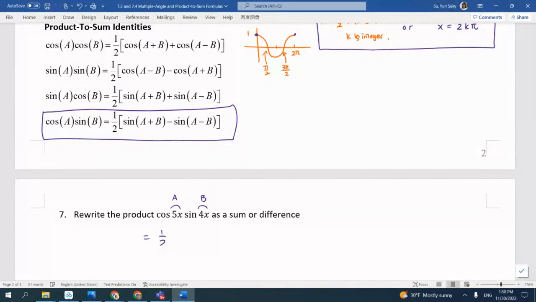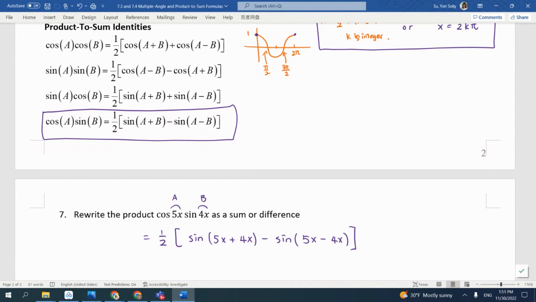So that equals 1/2 sine, A plus B. A is 5x, B is 4x. Right, everybody? So we just pick the formula and then plug in. Minus sine, A, 5x, minus B, 4x. So far, so good, everybody?